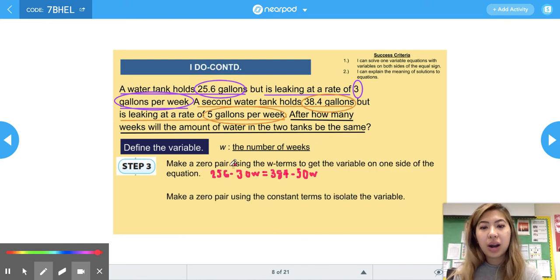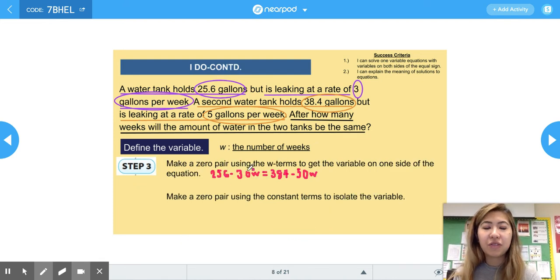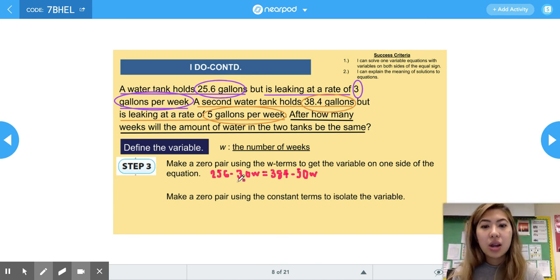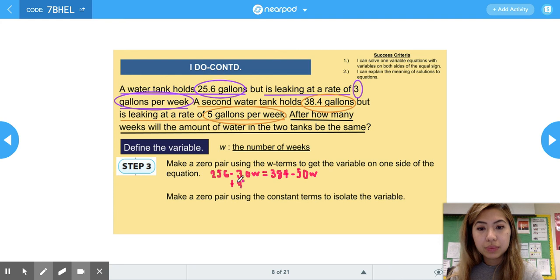Okay, so now we're here, and we have to make a zero pair, our first zero pair with the coefficients. So we basically have to move our coefficients to one side of the equation. And so I'm going to identify which one is smaller. It doesn't really matter which one you move, because at the end of the day, if you solve the equations fully, you should be getting the same answer. But in this case, I'm going to move my 30w because it's smaller. And so the opposite of subtracting by 30w is going to be to add both sides by 30w.